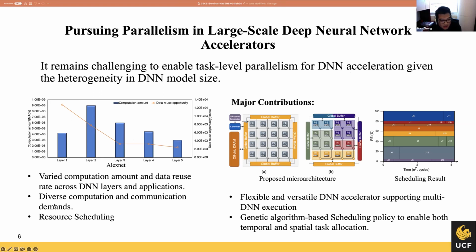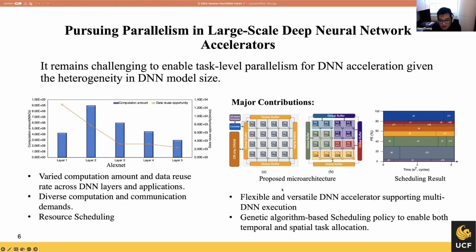But the major challenges are the diverse computation and communication demands across different layers, not to mention the different models. With these different demands, how do we design a versatile chip to support the different computation and communication requirements from different jobs? And the second challenge is resource scheduling, because we have so many different requirements from different applications. To support the simultaneous execution of those different jobs, how do we efficiently allocate those resources to different tasks?